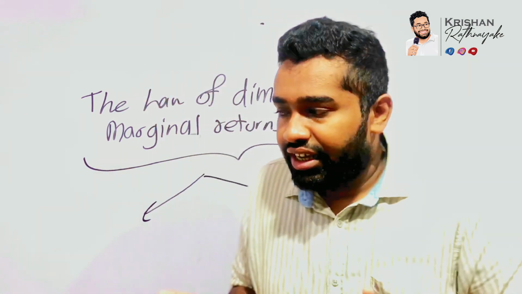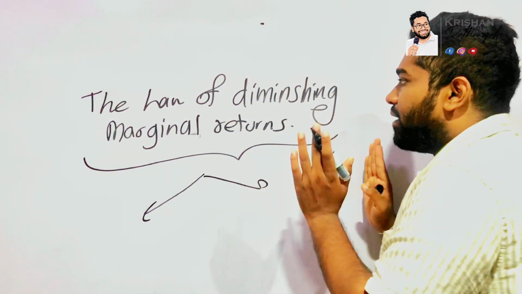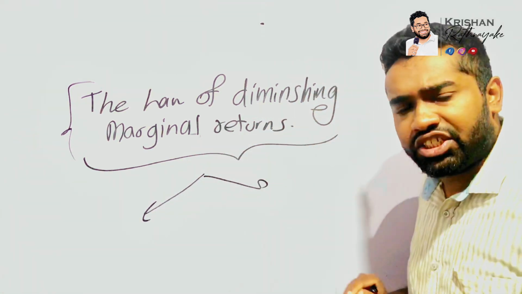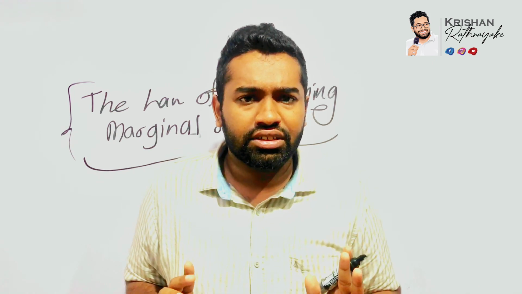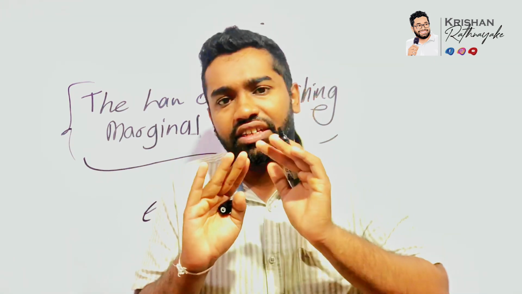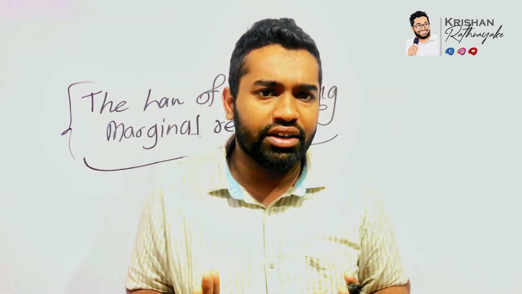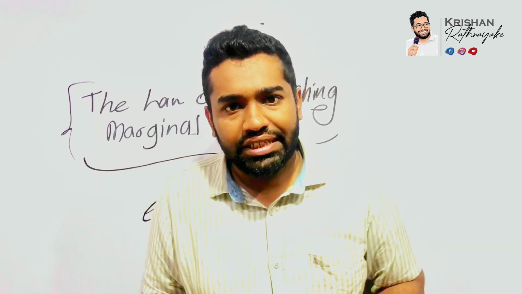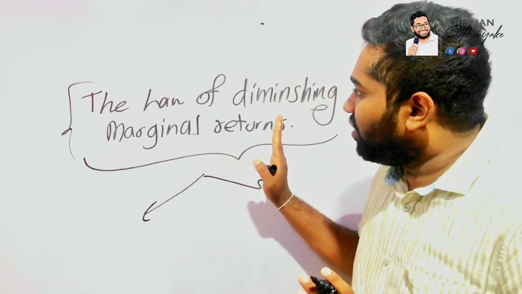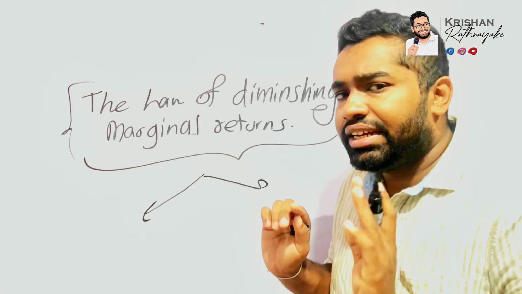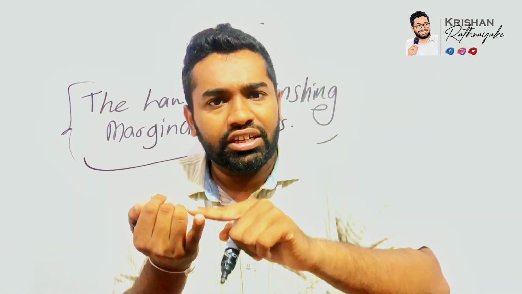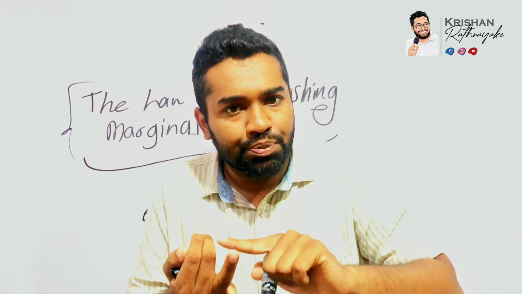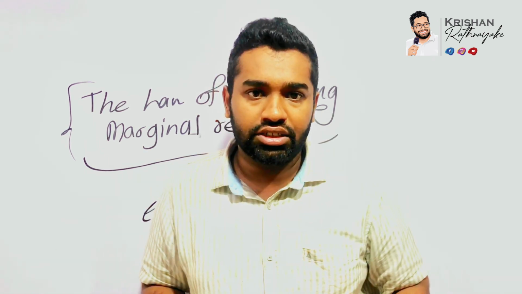Understood? Then, in the short run, the basis of the short run production theory is the law of diminishing marginal returns. According to the law of diminishing marginal returns, we need to know this fact. Under the law of diminishing marginal returns, we can identify the behavior of all curves: the total product curve, average product curve, and marginal product curve.